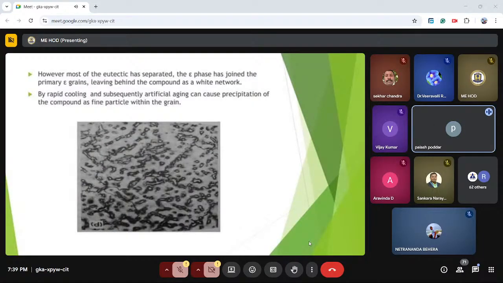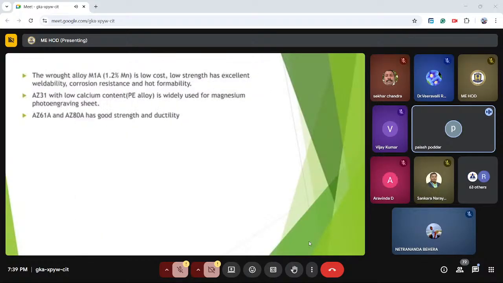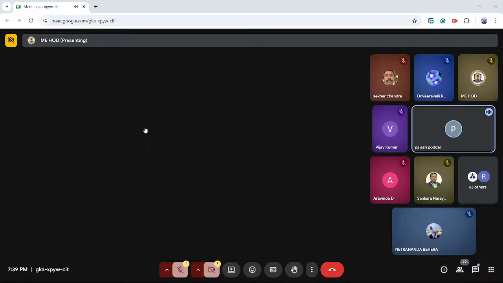The wrought magnesium alloy like M1A, with manganese, is basically low cost with low strength, corrosion resistance, and hot formability. AZ31B with low calcium content is widely used for magnesium photoengraving sheet. AZ80A has good strength and ductility because the aluminum is a little lower.